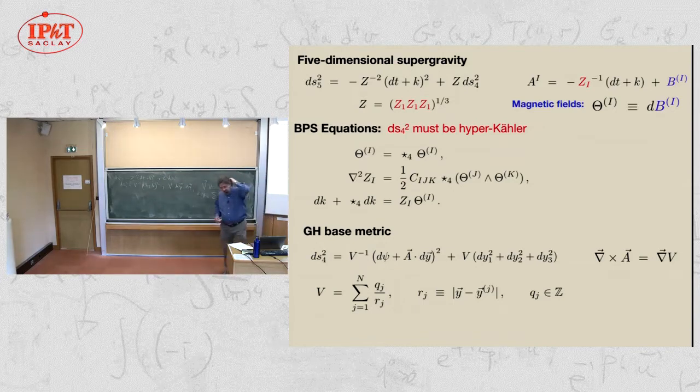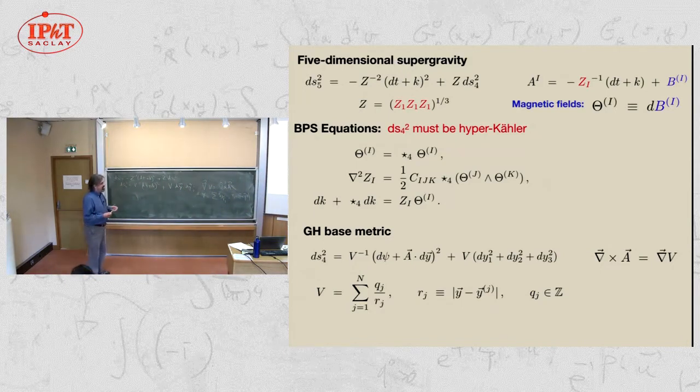Then there are some magnetic components to these electromagnetic fields. And then if you look for BPS, the four-dimensional metric had to be hyperkähler. And then you have to solve these equations. And so last time we went through the solution of these equations in a very particular circumstance where we took a given Gibbons-Hawking base metric. It's not the most general hyperkähler metric, but it's the most computable, beautiful, simple hyperkähler metric, and therefore extremely useful. The basic form of this is to take V to have a bunch of given Gibbons-Hawking charges spread all over the place in the R3 base on monopole.